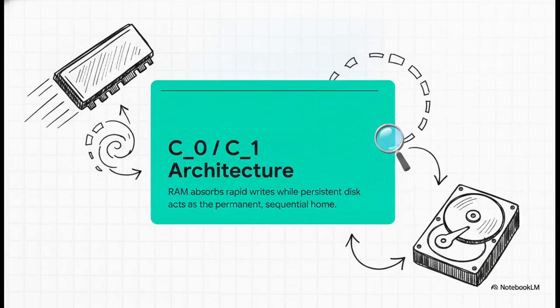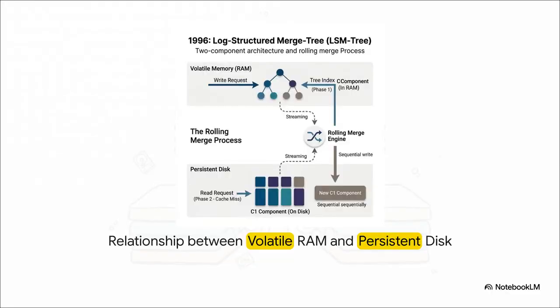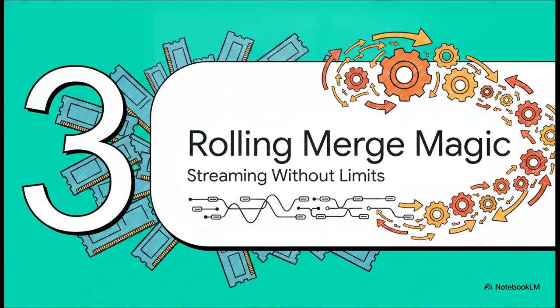Then we have C1, which is the durable, read-optimized home down on the persistent disk. So you have your write requests coming in, and they drop straight into that volatile memory, the C0 component, where they're maintained as a dynamic, sorted index. Meanwhile, the C1 component sits out on the persistent disk, laid out perfectly sequentially. The real magic, though, happens in the middle, through a rolling merge process that seamlessly streams that data from RAM down to the disk. Which brings us to Section 3, the rolling merge magic.